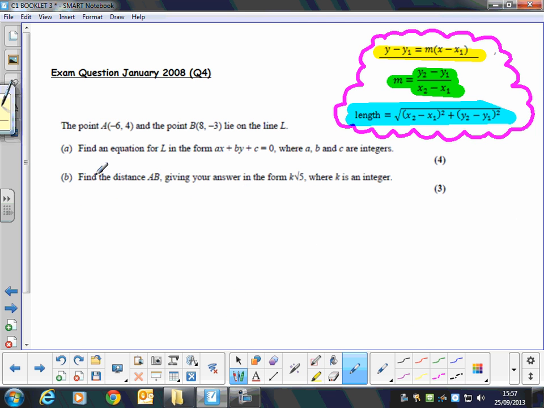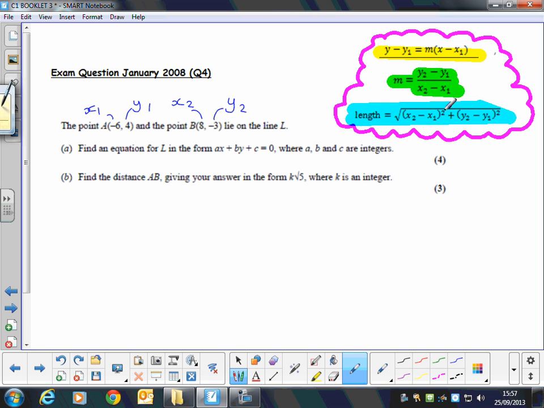For part B, we need to work out the distance AB, and we need to leave our answer in the form k root 5, where k is an integer. To work out the distance AB, we're going to work out the length. Point A is minus 6, 4, and point B is 8, minus 3. To work out the length of AB, we're going to use this formula here. I'm going to label this minus 6 as my x1, and 4 to be my y1, and then my 8 to be x2, and then minus 3 to be y2.